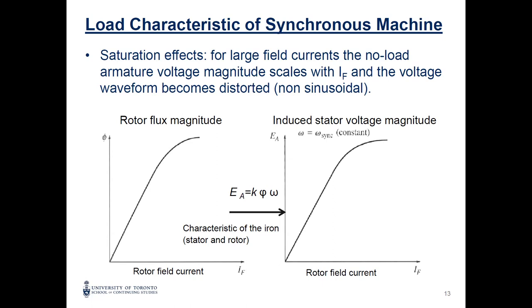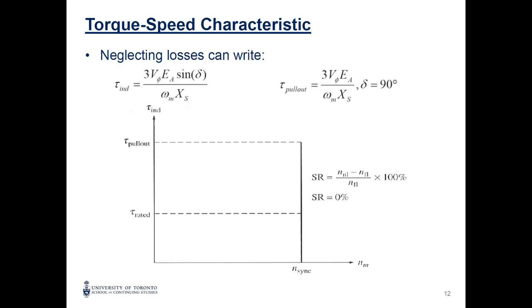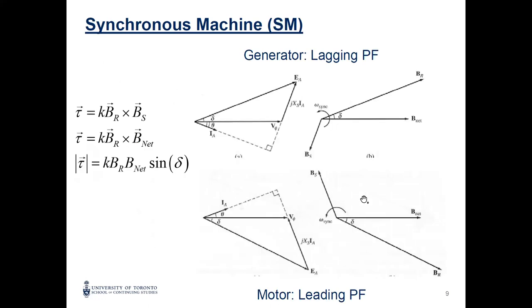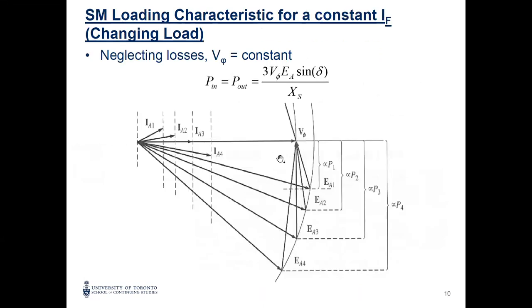Sorry, can I ask another question? Yes, please. In slide 9, we said that the generator is lagging and the motor is leading. But when we go to slide 10, it looks like when we are in the motor and increase the load, we are going from leading to lagging. It looks like the motor, for example in IA4, is behaving like a generator. Is it a correct understanding?